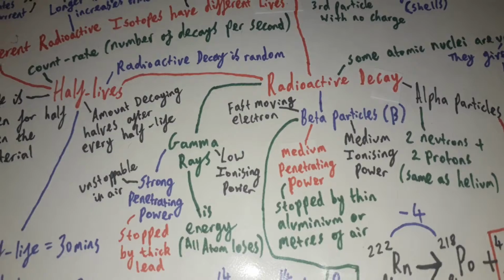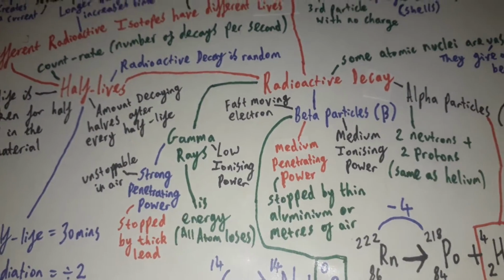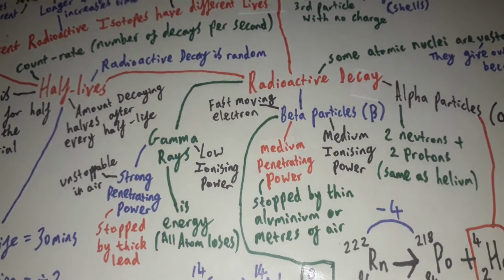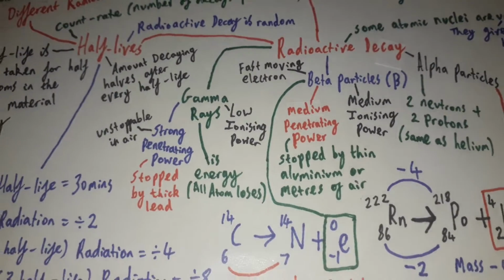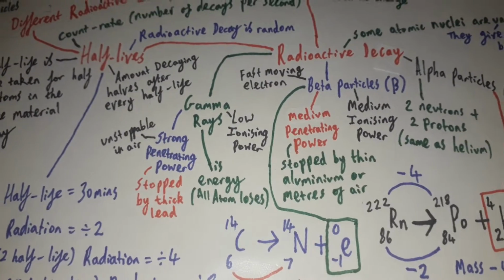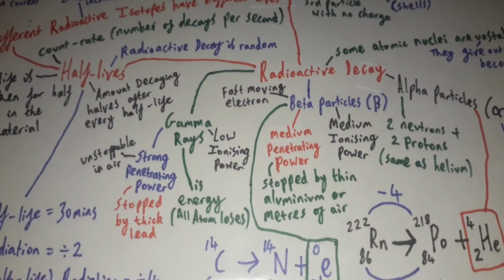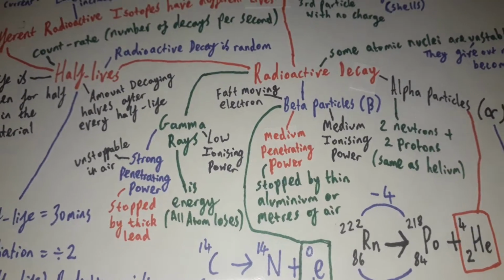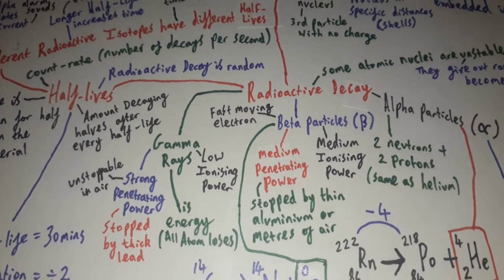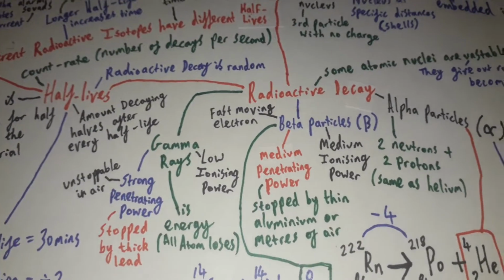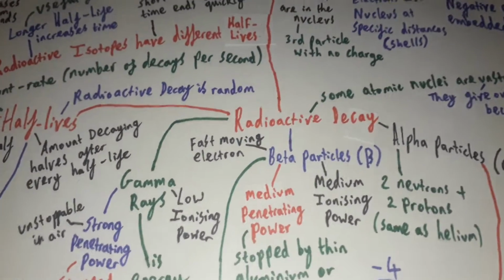So next, let's look at gamma rays. Gamma rays have a low ionizing power, which means they're not particularly dangerous to people. However, they have a strong penetrating power. They're unstoppable in air, and they can be stopped by thick lead. However, the strong penetrating power isn't that much of an issue because of the low ionizing power, so it won't do much damage. Gamma rays are basically energy, and all the atom loses is energy, so we don't need to worry about any equations for that.